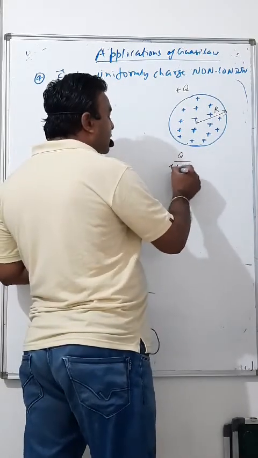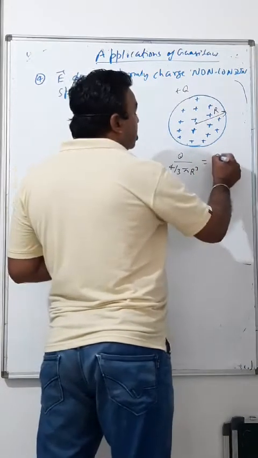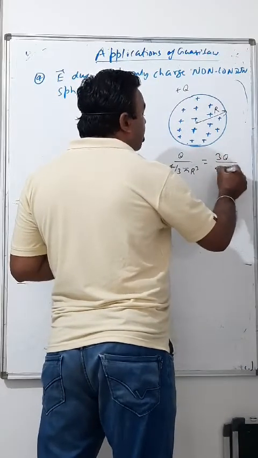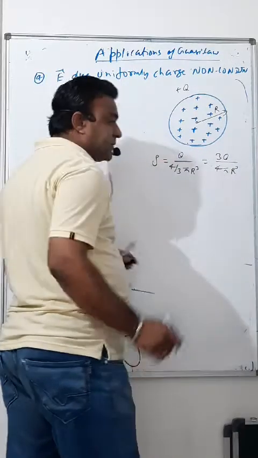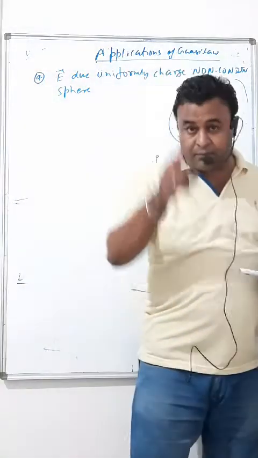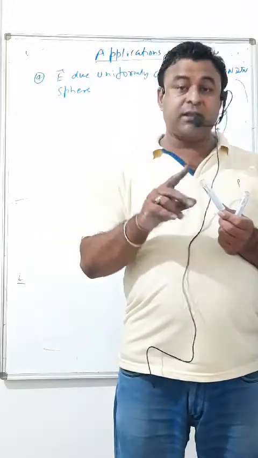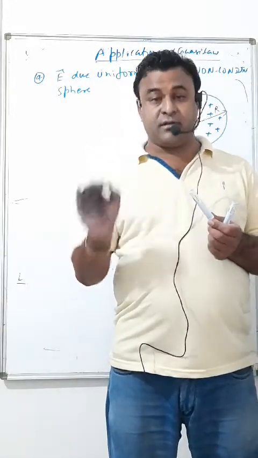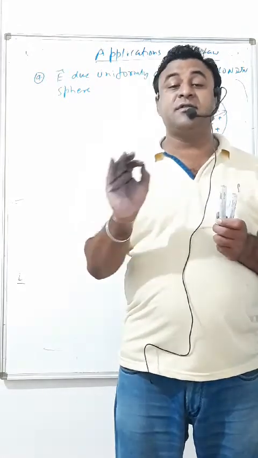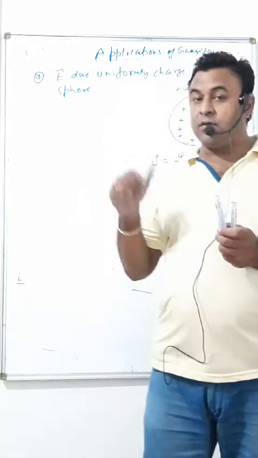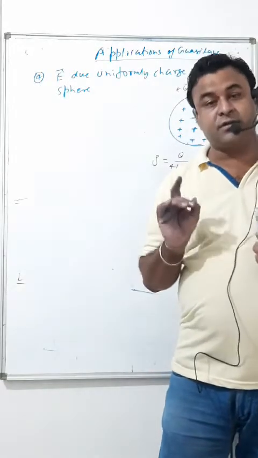Then Q is equal to rho times 4 by 3 pi R cube, or I say rho is 3Q by 4 pi R cube. This is denoted as charge density. Now you are introduced to all three: lambda, sigma, rho. Lambda is charge per unit length, or we say linear charge density. Sigma is charge per unit area, we say surface charge density. Rho is charge per unit volume, called volumetric charge density.